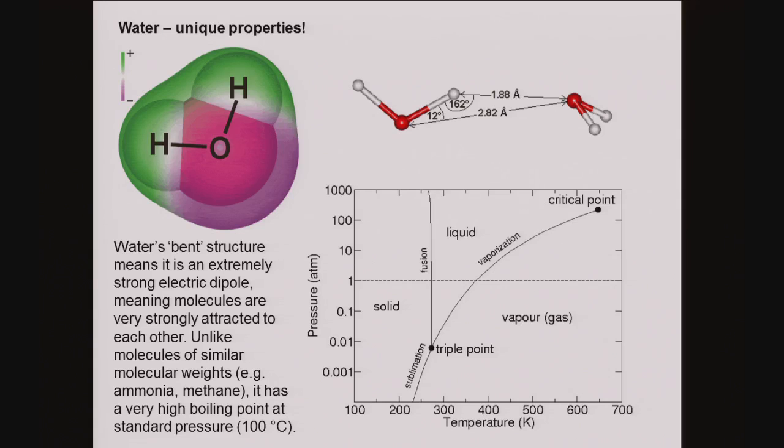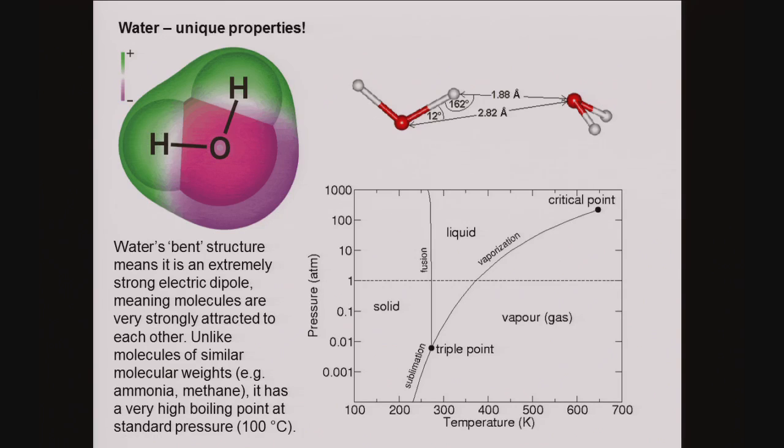Okay, so water's an interesting molecule. It has unique properties due to this bent structure, H2O. It's a very strong, extremely strong electric dipole due to this bent structure, and the electrons around the oxygen atom and around the hydrogen atom. So the electron cloud is pulled away from the different elements in this molecule to create a strong dipole, which can result in hydrogen bonding between the molecules.